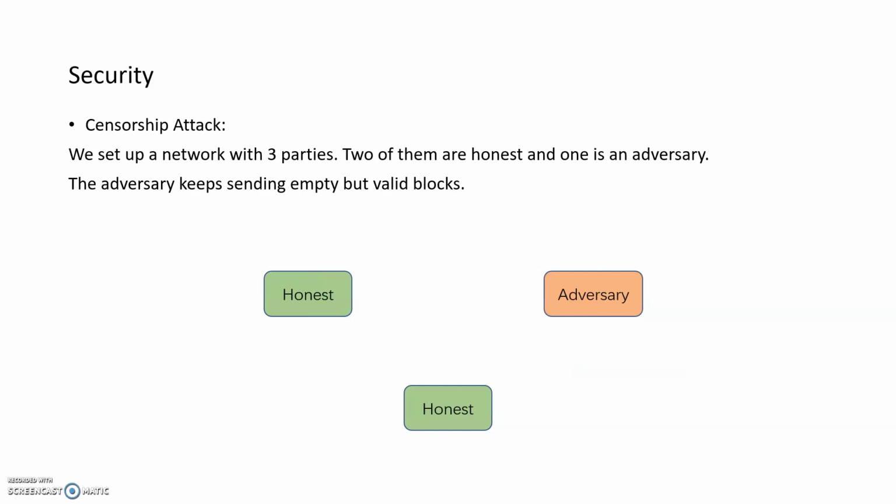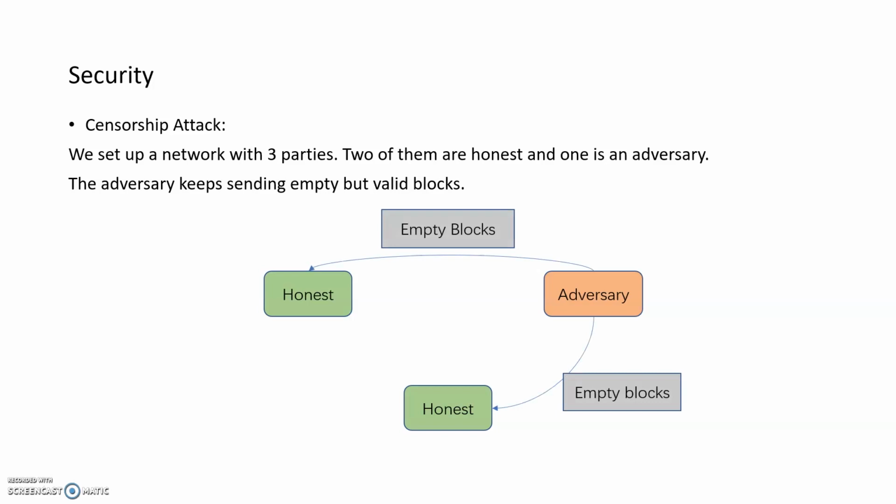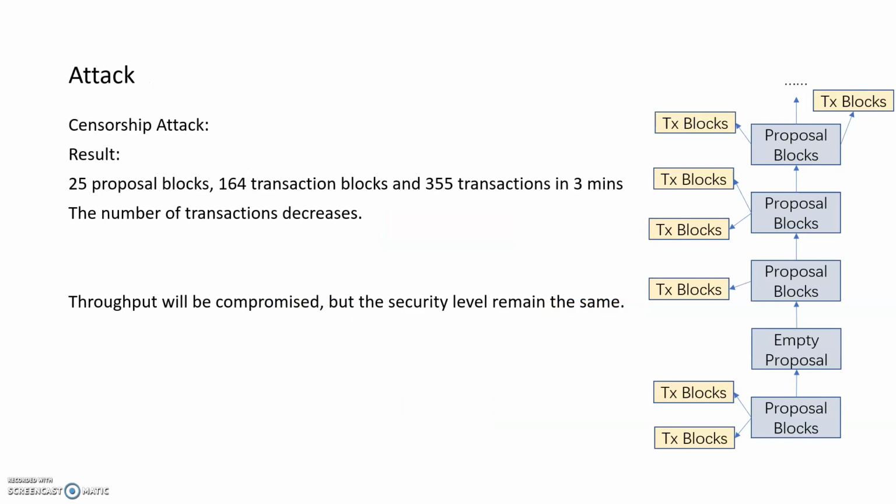We also conducted a censorship attack, in which the adversary keeps sending empty but valid blocks. We found that the throughput will be compromised under the censorship attack because those empty blocks would be considered valid blocks and will be added to the blockchain, but they have no contribution to throughput. Some of the hash power of the honest nodes, or say their efforts, are wasted. But the security won't be compromised because the empty blocks are not harmful from the security perspective.